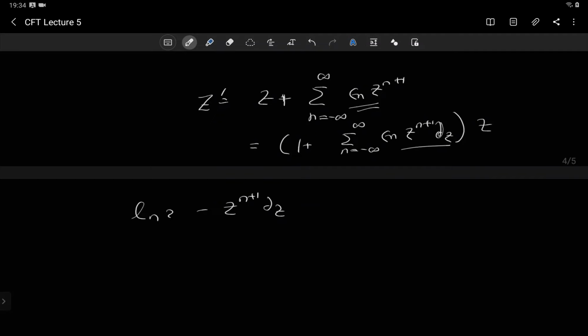This is exactly how we did it earlier. Whenever you see this thing, just multiply with the corresponding derivative. In higher dimensions it was del_mu, but here it is del_z. Similarly you can do it for z bar, and you get an l_n bar, which is minus z bar^(n+1) del_z bar.